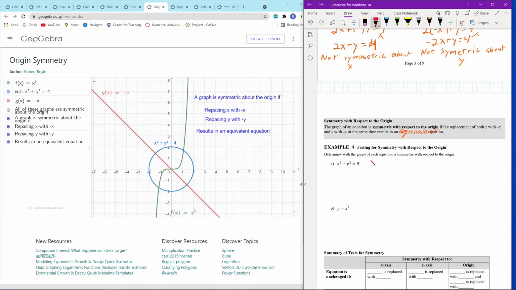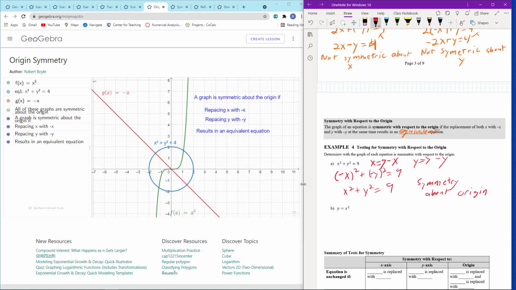So to test that, we are going to replace x with -x. We are going to replace y with -y. And we are going to see what happens. Here we're going to have (-x) squared plus (-y) squared is equal to 9. Well, (-x) squared is just x squared. (-y) squared is just y squared. And that's going to be equal to 9. So we have symmetry about the origin.